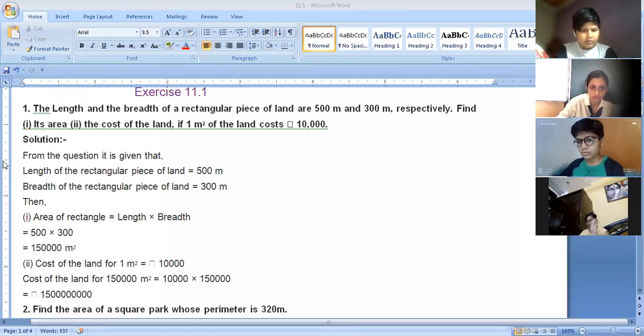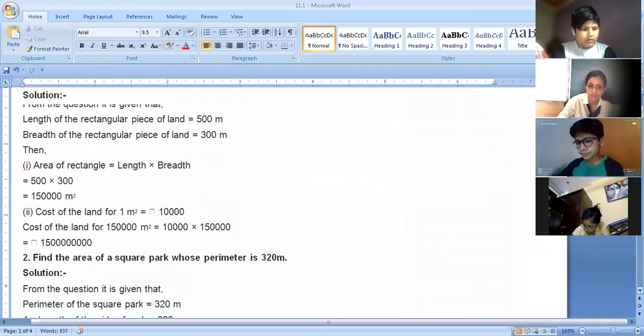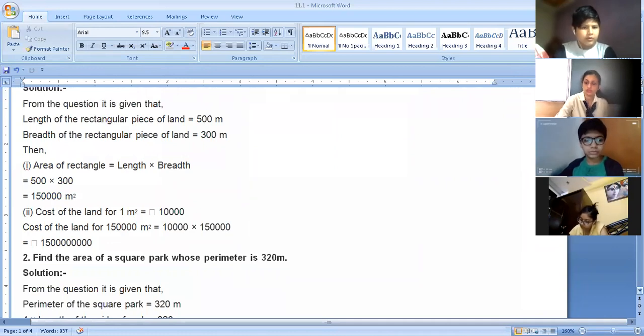Yes, we have to find out the area of a square park and the perimeter is being given. So what we are going to do, first of all, perimeter is given, 320 meters. So we'll write whatever is given in the question. Perimeter of a square park is 320 meters.